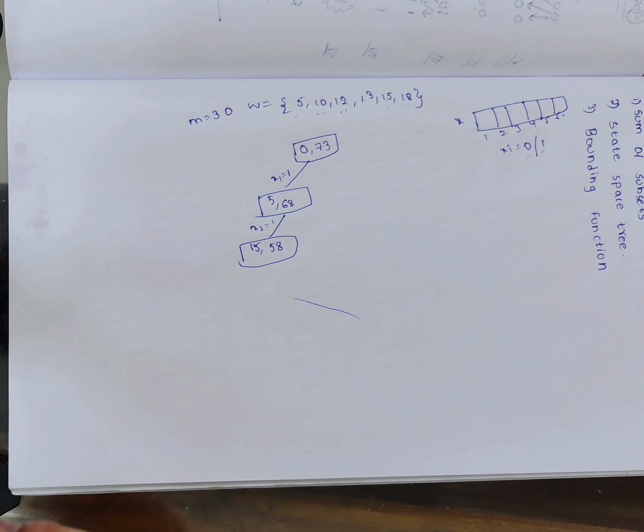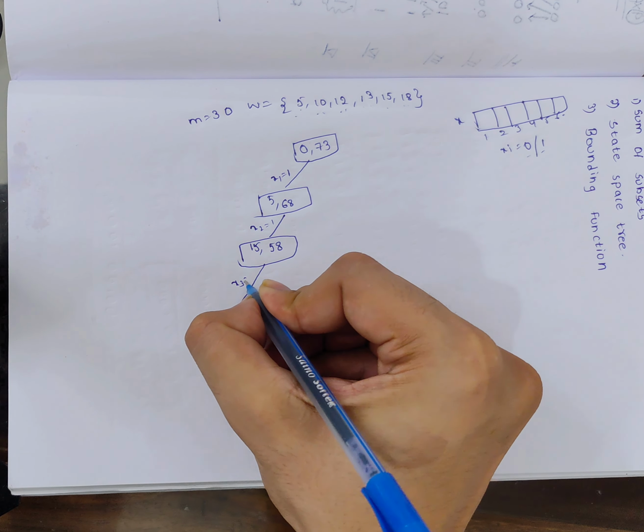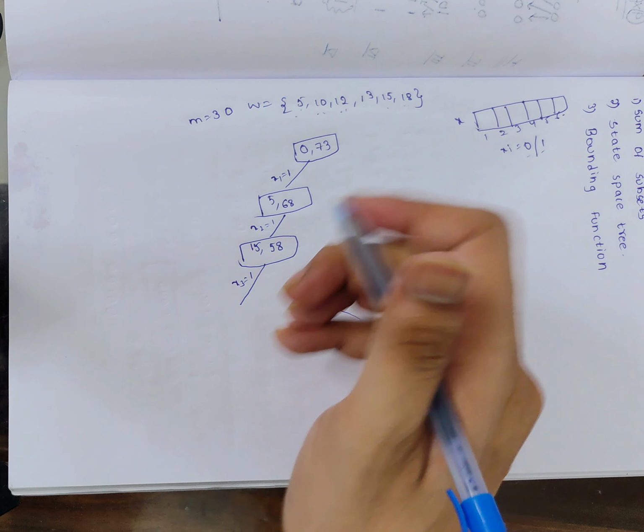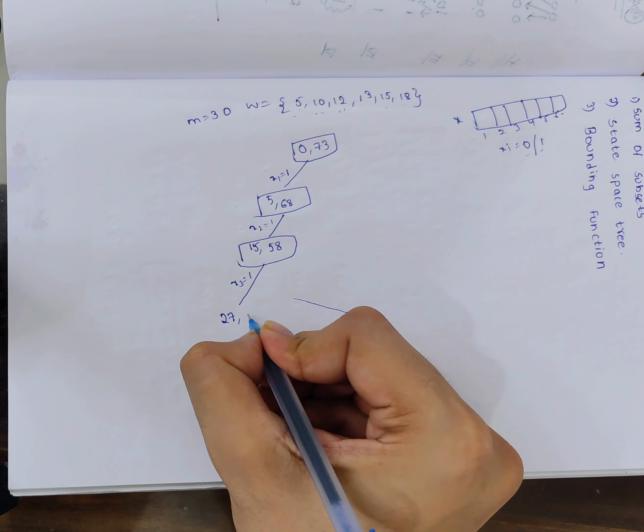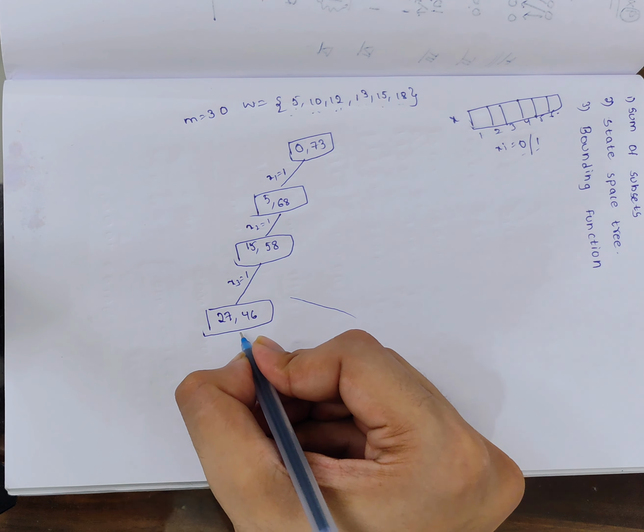Now, how long we can do this, I will be explaining. See, I am adding again, x3 equal to 1. This will be 15 plus 12, 27, and 46. And again x4 equal to 1.